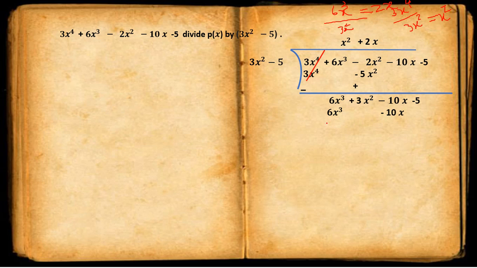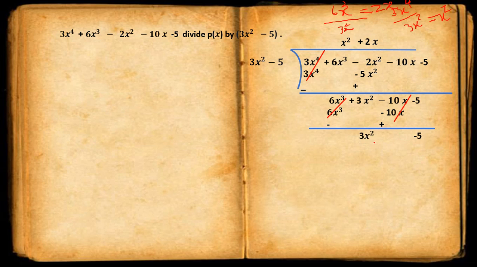Then again same, when we subtract these, that means the sign will be changed. This 6x cube is positive, becomes negative, and minus 10x, this is negative, it will become positive. Then we subtract it. So these two terms, 6x cube minus 6x cube, will cancel out, and these two terms, minus 10x and plus 10x, also cancel out. Then the rest of the terms here we get 3x square minus 5.